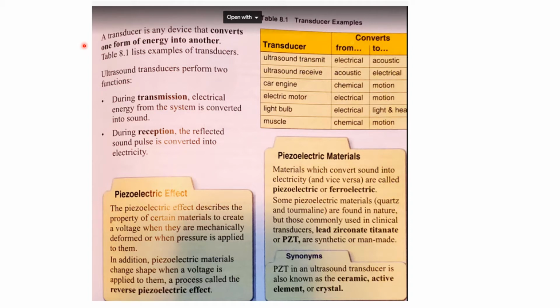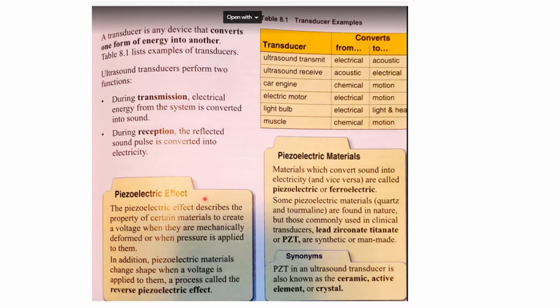A transducer is actually any device that converts one form of energy into another. There are all kinds of transducers, and ultrasound transducers transmit, going from electrical signals to acoustic signals. When receiving, it goes from acoustical signals to electrical signals. During transmission, the electrical energy from the system is converted into sound. During reception, the reflected pulse is converted into electricity.